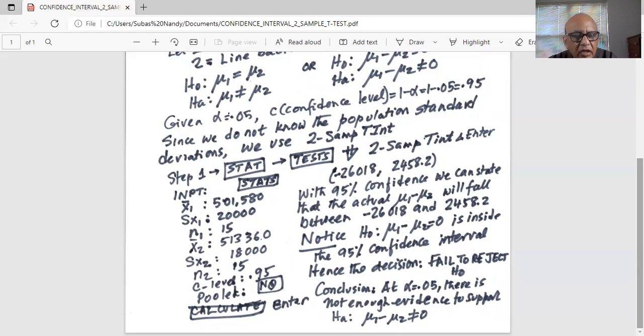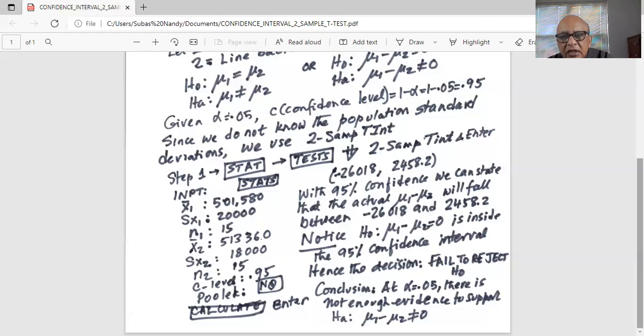And we go to Calculate and get the lower bound and the upper bound of the confidence interval for the difference in the two population means. The confidence interval for the difference in two population means is between minus 26,018 and 2,458.2. Remember, this is the 95% confidence interval for the difference in the two population means.